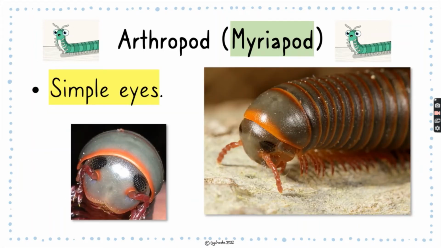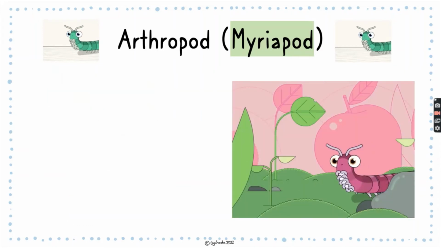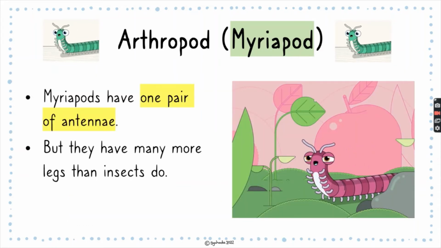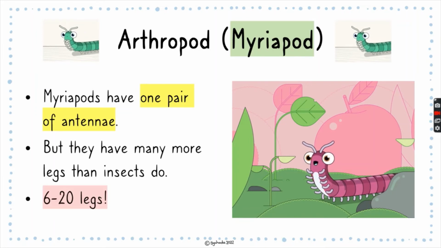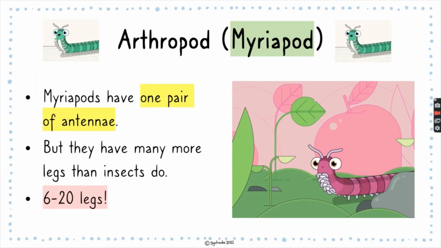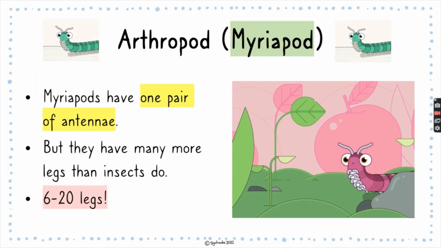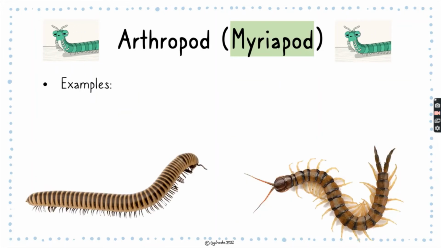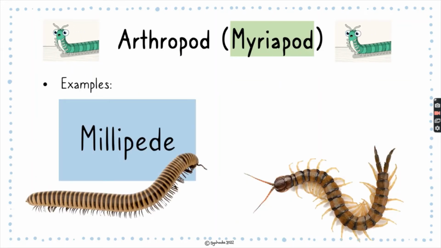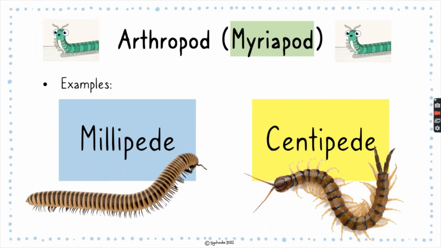Myriapods have simple eyes. They have 1 pair of antennae, but they have many more legs than insects do. 6 to 20 pairs of legs, or even more. So the main examples we can give are the millipede and centipede.